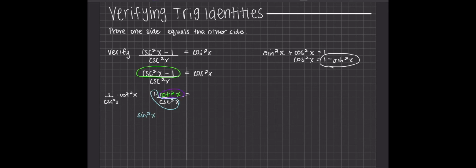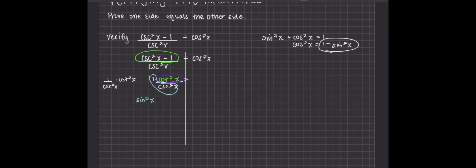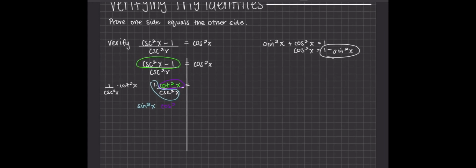And I'm going to use a different color. Cotangent squared of x. Now I could turn this into 1 over tangent, but as I said earlier, we're trying to get things to simplify. So if you change everything into sines and cosines, then you're going to start to see things simplify. So cotangent squared of x using the quotient identity is cosine squared of x divided by sine squared of x. Again, leaving the right-hand side alone.